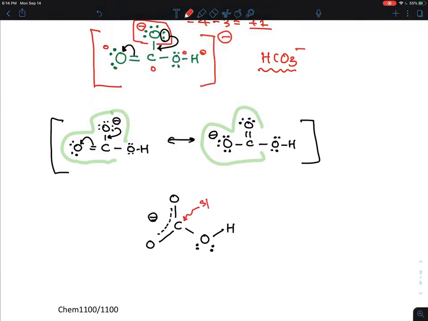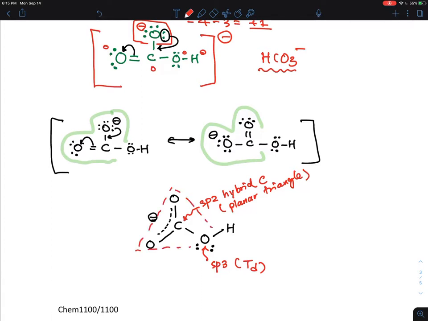This one is an sp2 hybrid orbital carbon, whereas this one has sp3 hybrid, which is tetrahedral, and this is the square, not square, planar triangle. That's something that you will learn. They have essentially triangle-like shapes. You will learn it later in the future.